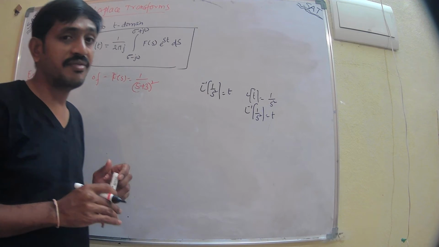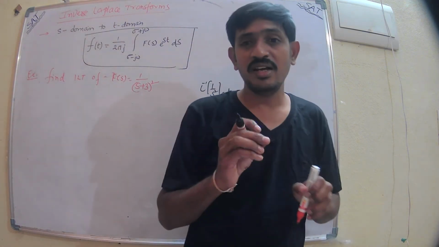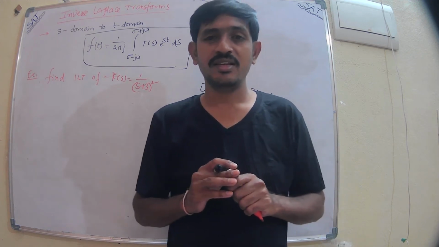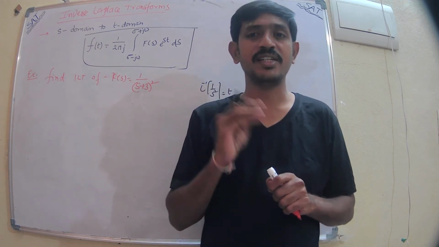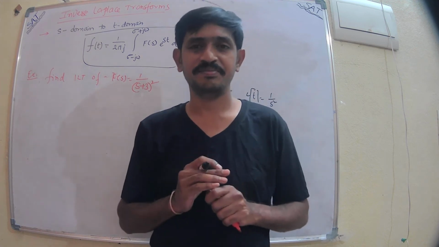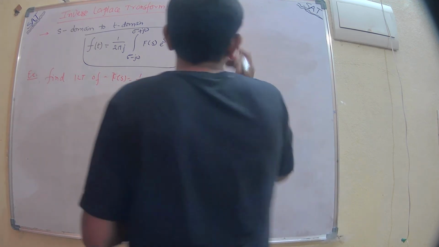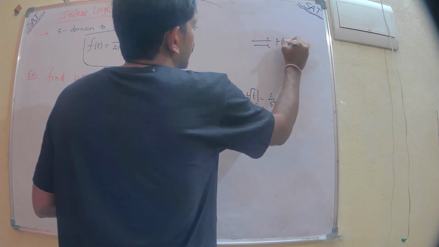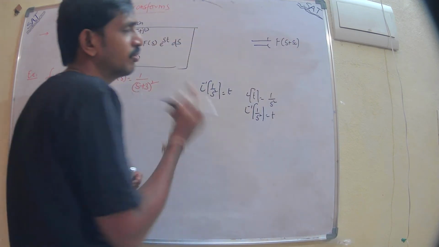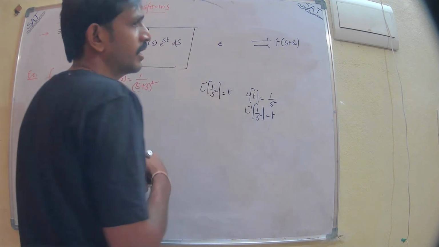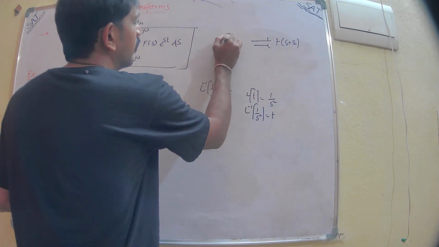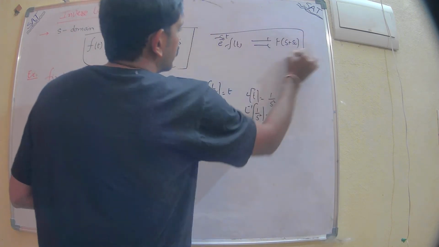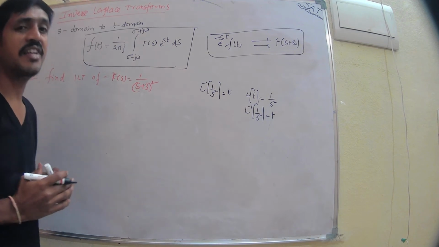You know the frequency shifting formula. If the frequency is shifted in the s domain, we multiply by an exponential function in the time domain. The formula: F of s plus s naught in the s domain corresponds to e power minus s naught t into f of t in the time domain. This is the frequency shifting formula.